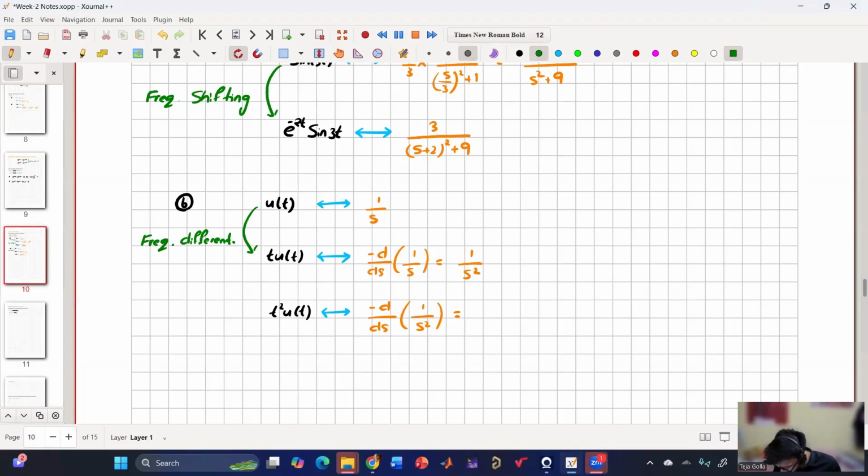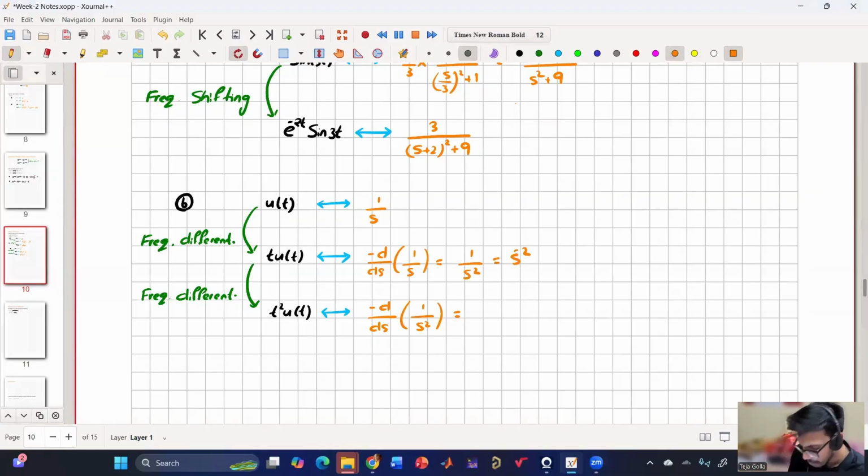Someone is saying minus 1 by s to the power 4. Okay, what about others? Is that correct? Minus 1 by s cube. So basically it is s to the power minus 2, right? So if I differentiate it, I'll get minus 2 by s to the power 3, right? And there is minus 1. So I'll get 2 by s cube, right? Agree? Because there is one minus before the differentiation. So minus minus will become plus. So it is 2 by s cube.